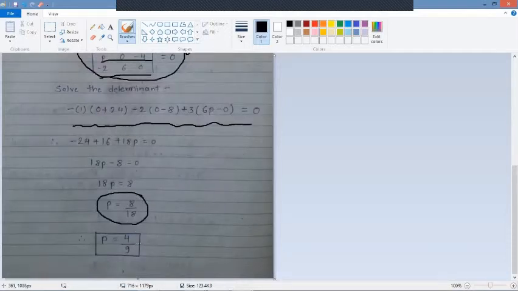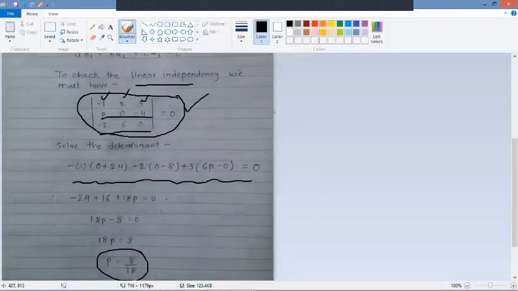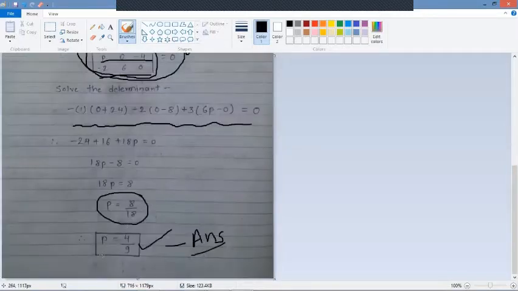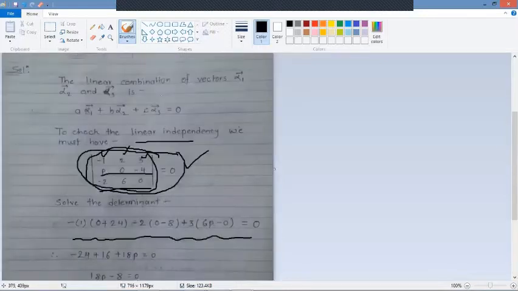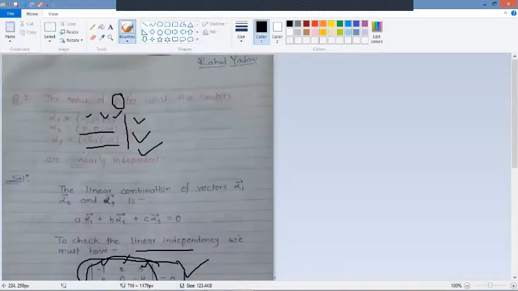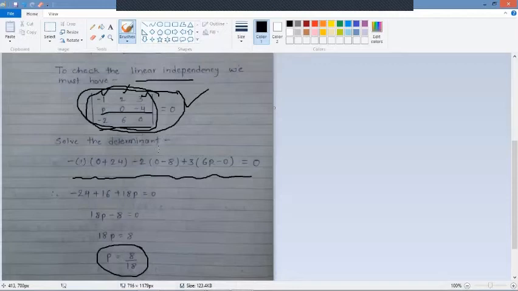So the answer is what? 4 upon 9. So it is the correct answer. The determinant is just the cofactors of the matrix which we have made here. So this is the determinant, and after solving this determinant, I have the value of p. In the question, the condition given is that the vectors are linearly independent. Okay, so I'm going to take the next question here.